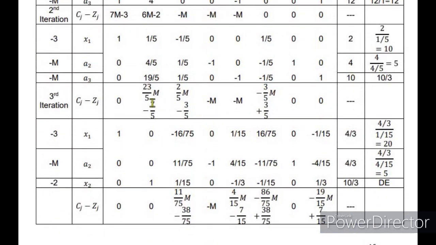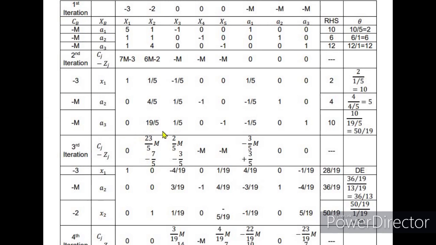So the highest is 23 over m minus 7 over 7 fifth. Okay. So we will now compute for the theta. So 2 divided by 1/5 is equal to 10. 4 divided by 4/5 is equal to 5. Next for a sub 3, 10 divided by 19 over 5 is equal to 50 over 19.